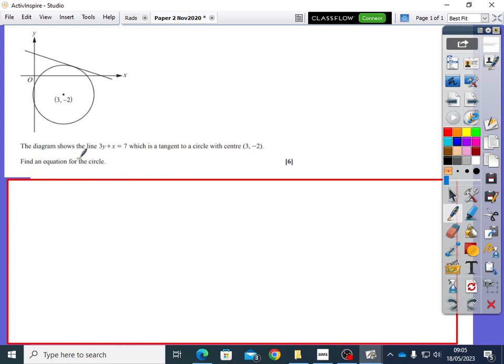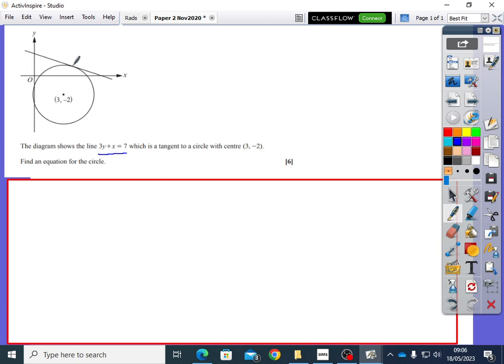So it goes here. The diagram shows the line 3y plus x equals 7, which is a tangent to the circle with center (3, -2). Find the equation of the circle. Okay, right, first of all, what do we know?